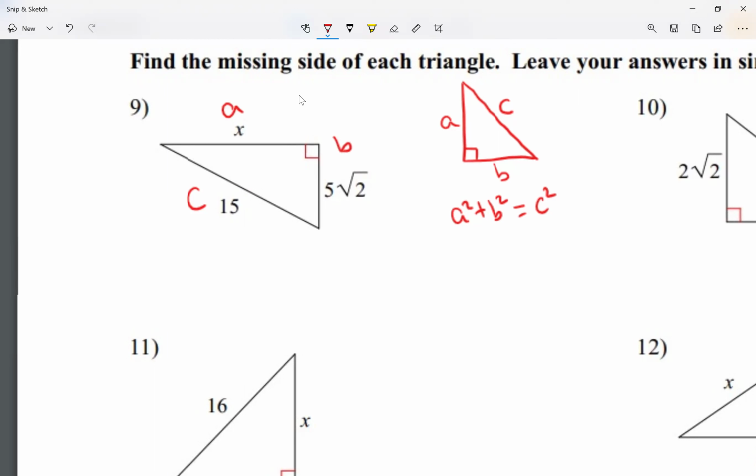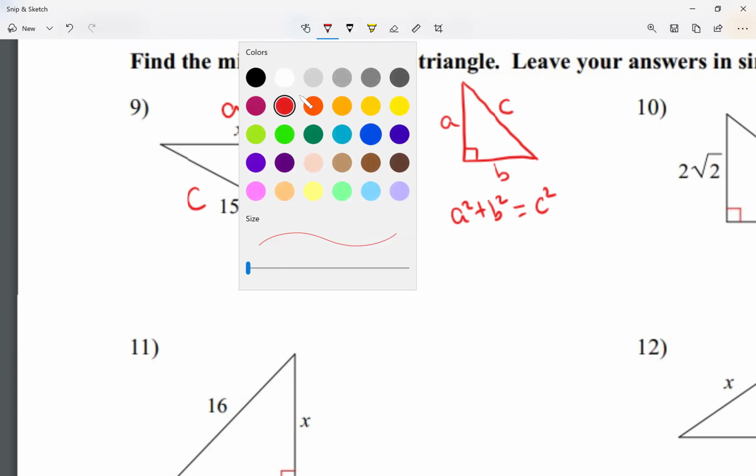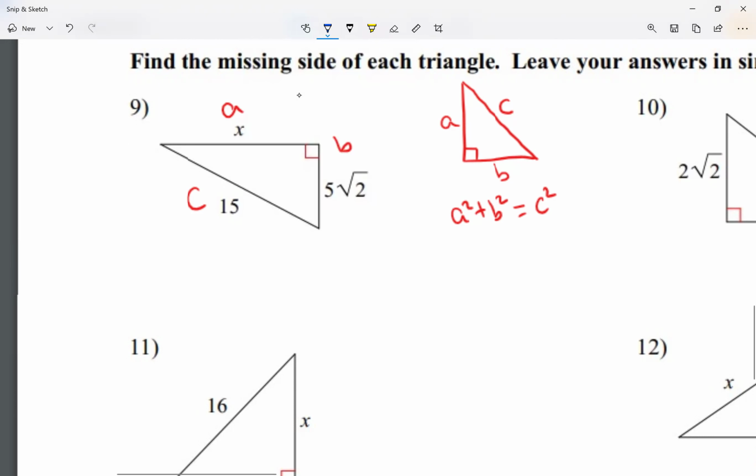I know I have to deal with everything squared. So x squared is just x times x, it's x squared. Let me take a look at 15. 15 squared, basically 15 times 15, is 225. I'm dealing with everything squared.